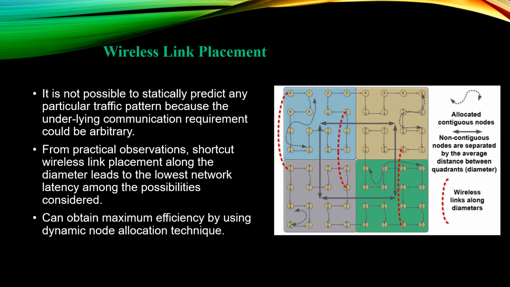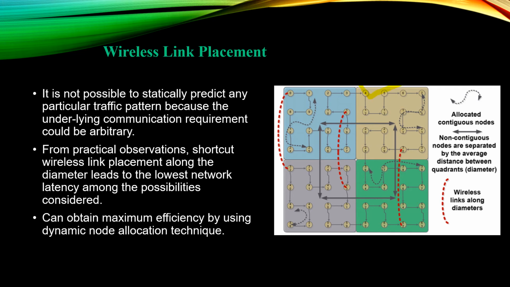So as mentioned earlier, we can have at most 3 wireless links, and we will be confused where to place these 3 wireless shortcut links. Ideally speaking, we should place these 3 links where the traffic is very high. But the traffic patterns are arbitrarily changing, and it cannot be predicted. In the practical observation, we would find that we will get best results if we place these wireless shortcut links along the diameters of the network.